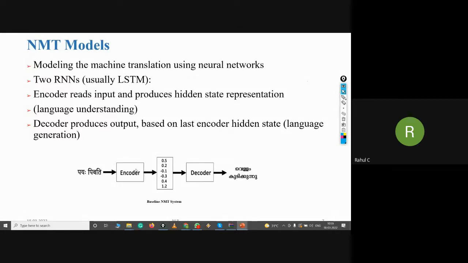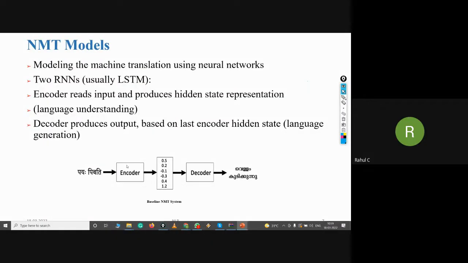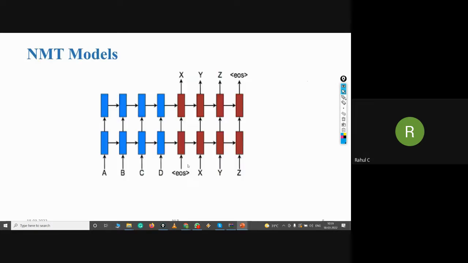This is exactly what was explained before. The encoder reads the inputs, the source sentence, and encodes that information, and here you can see a vector. That vector is given to a decoder, and the decoder is able to produce the output sentences. From the last encoder state, it is given as the input of the decoder. The first phase is known as language understanding, the encoder, and the next one is known as language generation. This is exactly what is happening.